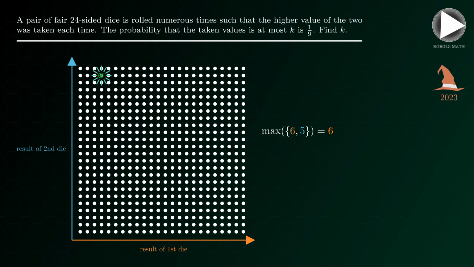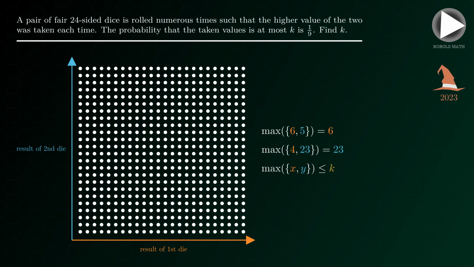On the other hand, if we get a 4, then a 23, we have the maximum value as 23. What we want is to find or analyze the maximum value of any ordered pair (x, y). Specifically, we want to check the case when the maximum value is at most k.